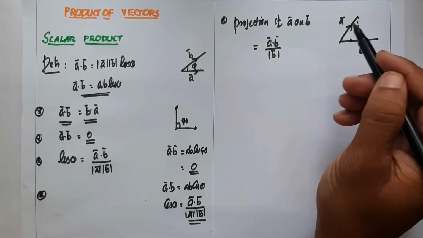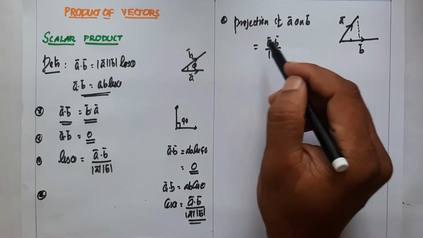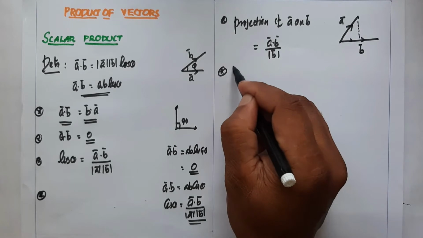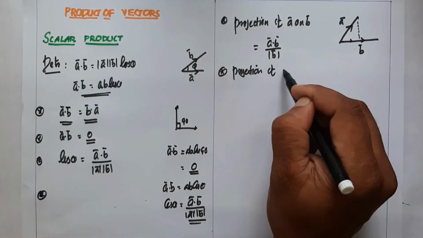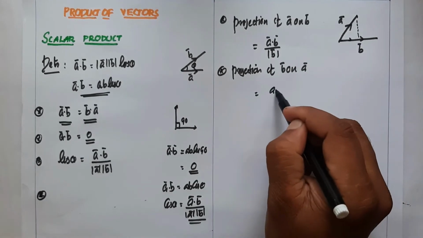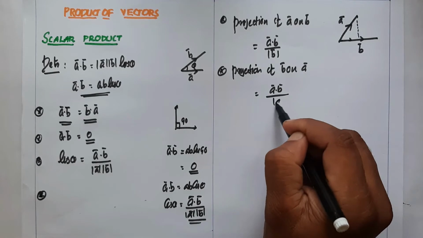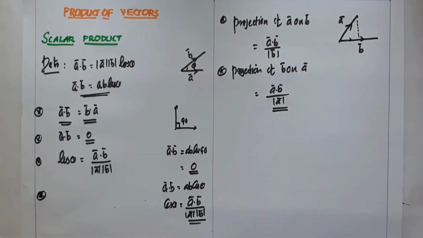Suppose the projection of B on A, then the answer is A dot B divided by mod A. So the projection of vector B on vector A, the formula becomes A dot B divided by mod A, and the projection of A on B is A dot B divided by mod B.